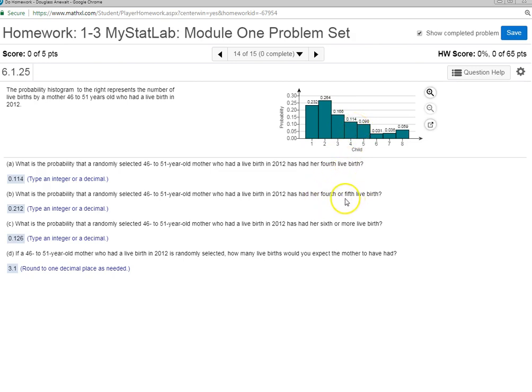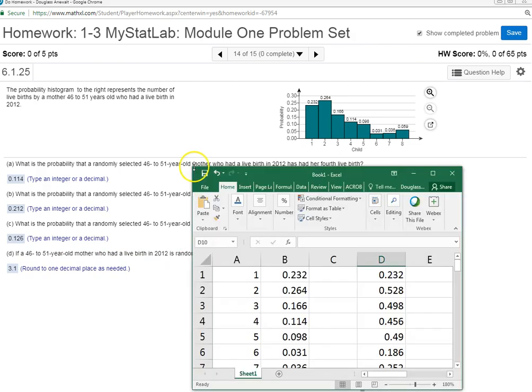If it's asking for 2 of them combined, fourth or fifth, you would add those 2 probabilities together of being either your fourth or your fifth child. If it's more than a certain amount, so sixth or more, you would add the probabilities together of 6, 7, and 8. And then part D here is asking what is the expected, how many live births would you expect a mother to have if you're randomly selecting a mother?